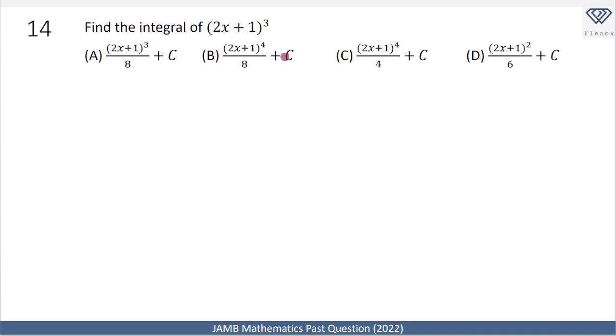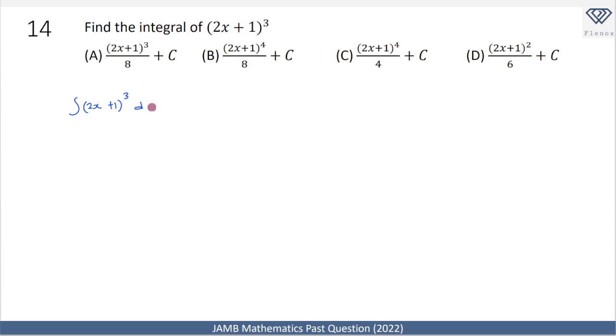We're told to find the integral of 2x plus 1 raised to the power 3. Now, this is a very interesting thing to solve. So we're told to integrate (2x plus 1) raised to the power 3 dx.